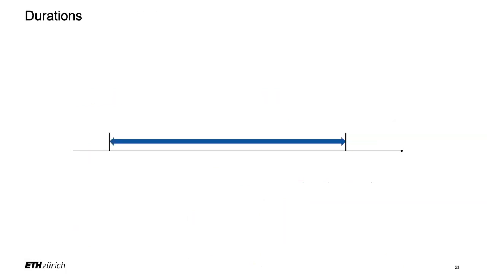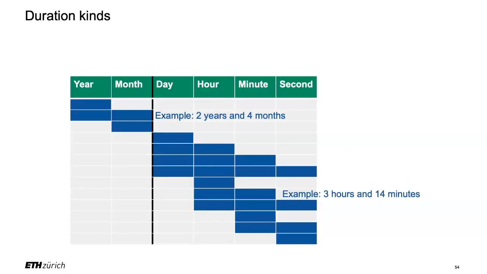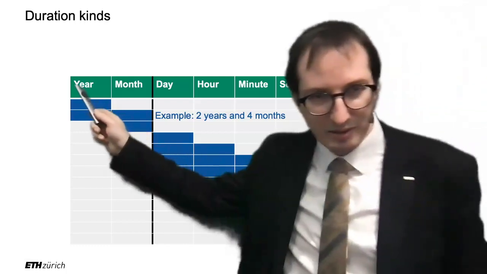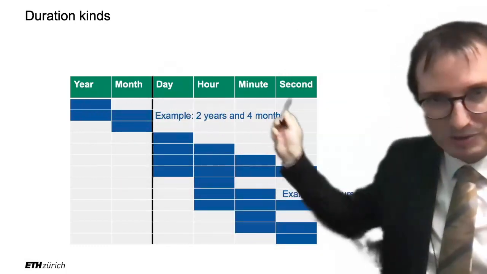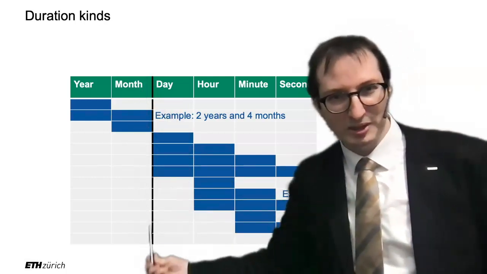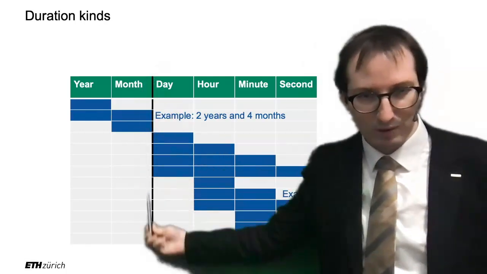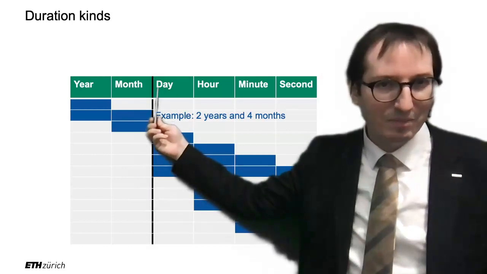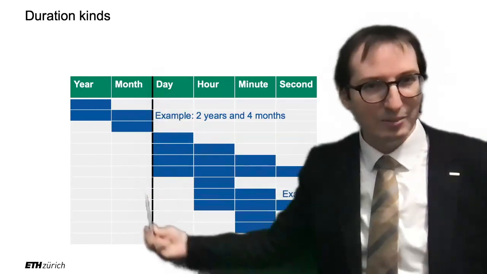Okay, then you have durations. Durations is like 1 day or an hour and 3 minutes, right? These are kind of durations, but be careful with durations. This is just one thing to be aware of: you can express it in years, months, days, hours, minutes, and seconds, but be very careful about this separation here that I put as a bold line. Why did I do that? Why do you think I put that line between months and days?